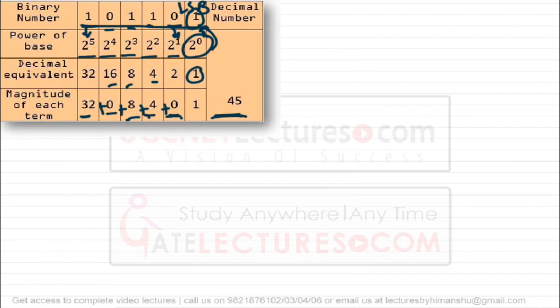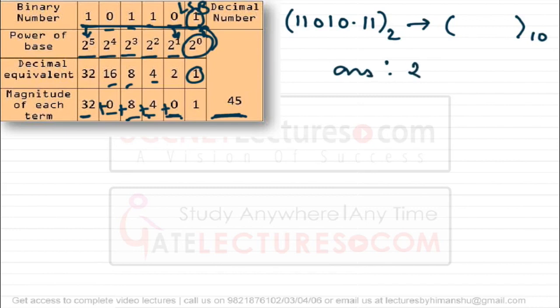Let us look at one more example. You practice it yourself. Convert 110.11 into a decimal number. I'm giving the answer here, you can practice it yourself. The answer is going to be 26.75. This is going to be the decimal equivalent for this number.